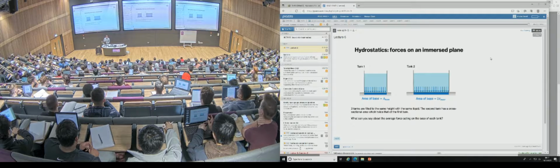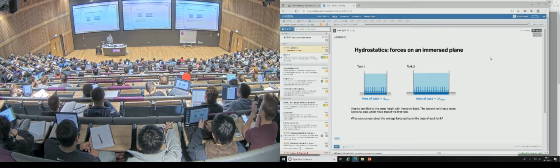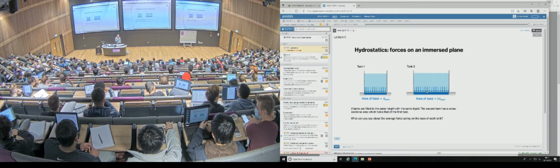The average force is the same, okay. Any other thoughts? Yep. The one and this one is twice. Okay. Do you want to explain why? Give it a go.